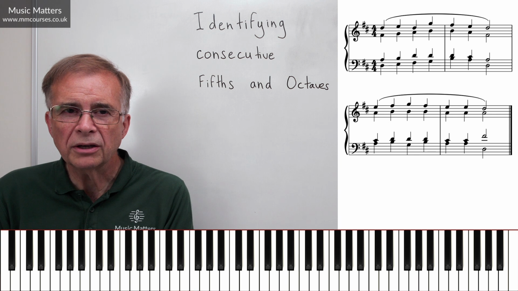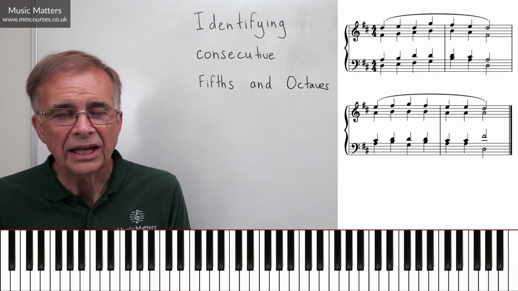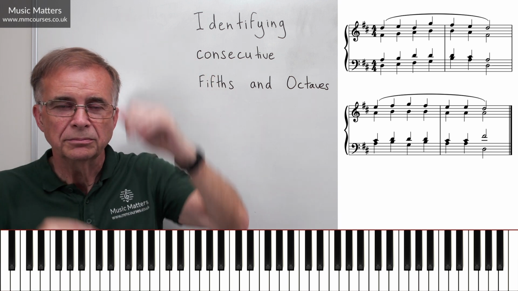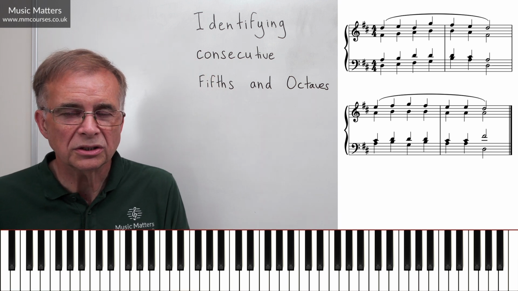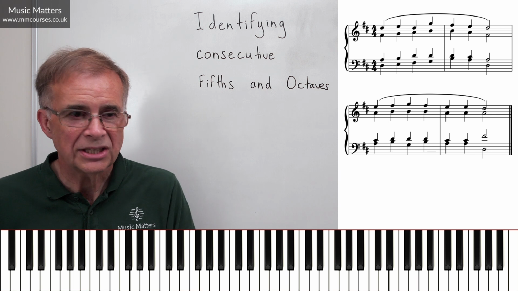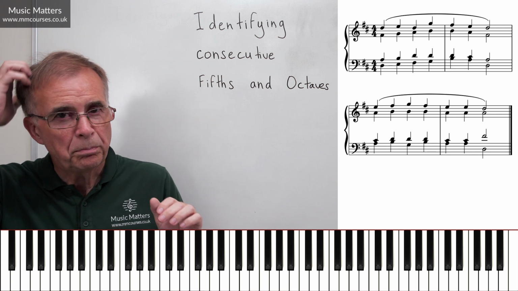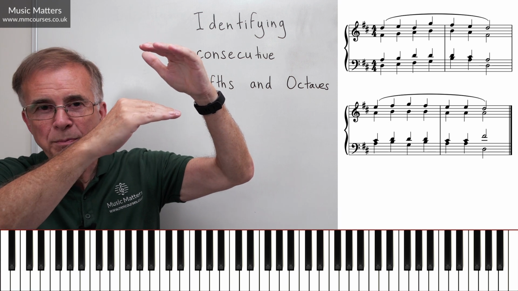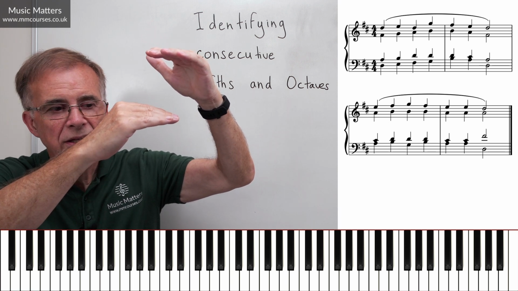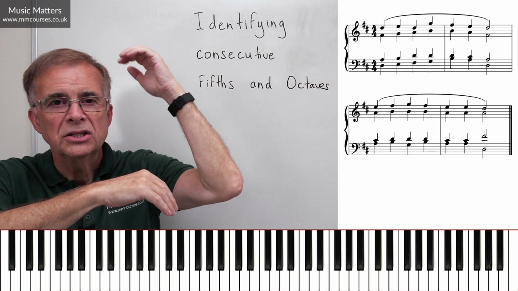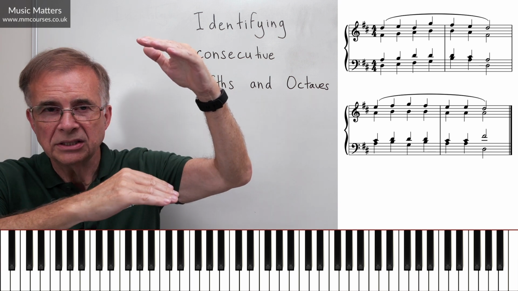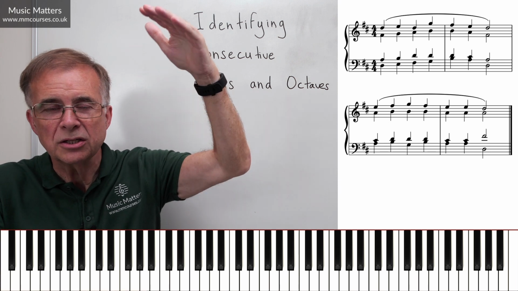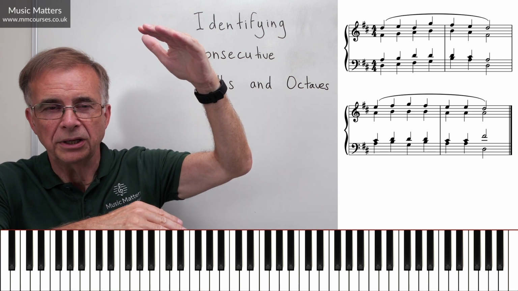Are they both perfect fifths? Because if they are, they're consecutive or parallel. Or are they octaves? Because if they're perfect octaves, again, they're consecutive or parallel. So be really systematic. Start with the soprano, check it against the next part down, the alto part. When you've done that, go back to the beginning, check the soprano against the next part down, the tenor part. When you've done that, back to the beginning, check the soprano against the bottom part, the bass part.